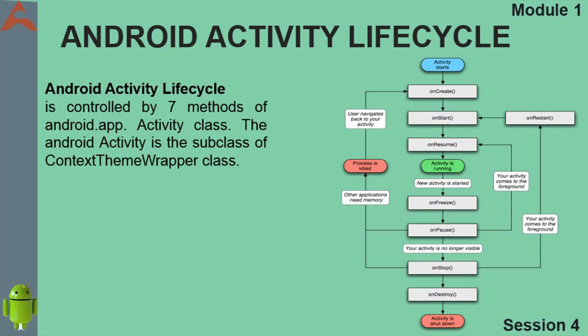onCreate, called when activity is first created. onStart, called when activity is becoming visible to the user. onResume, called when activity will start interacting with the user. onPause, called when activity is not visible to the user. onStop, called when activity is no longer visible to the user. onRestart, called after your activity is stopped, prior to start. onDestroy, called before the activity is destroyed.